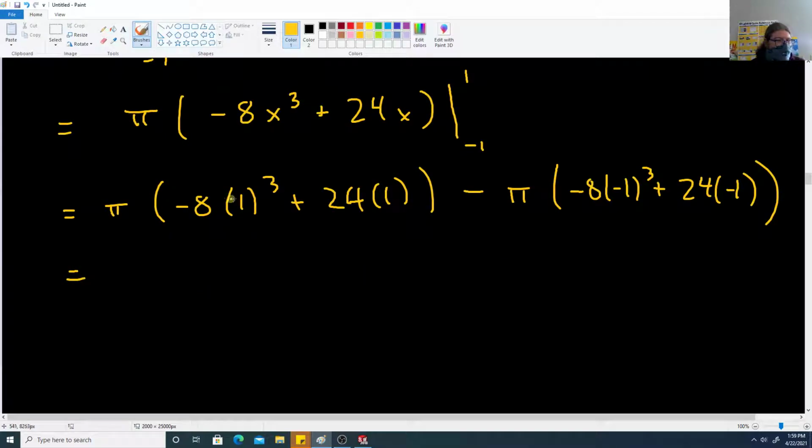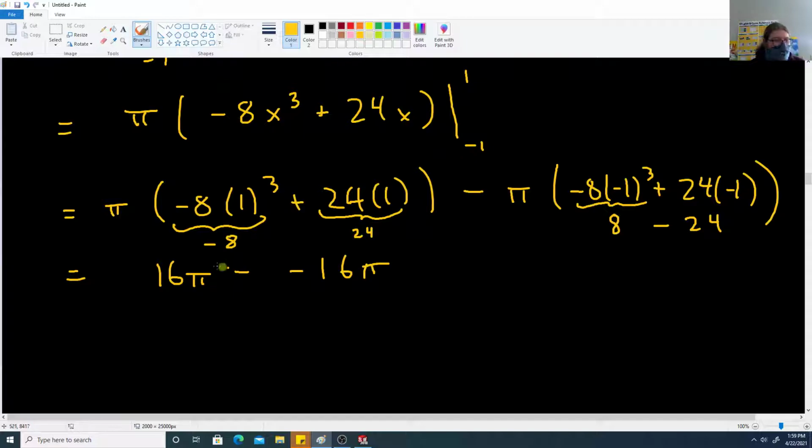Okay, so let's see here. This is going to be just negative 8. That will just be 24. 24 take away 8 is 16, so we have 16 pi here. And then we're going to subtract from it. Let's see, negative 1 cubed is negative 1. Negative 1 times negative 8 is positive 8. This will be minus 24. That'll be negative 16 times pi, so that'll be minus 16 pi. So I have 16 pi minus a negative 16 pi. Minus a negative is plus. So 16 pi plus 16 pi is 32 pi.